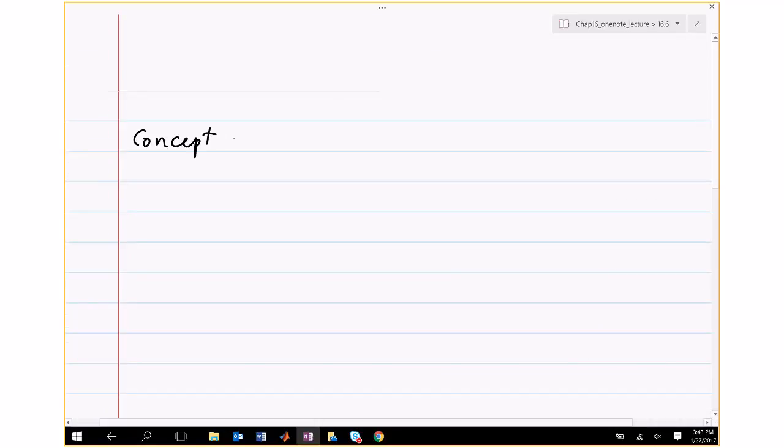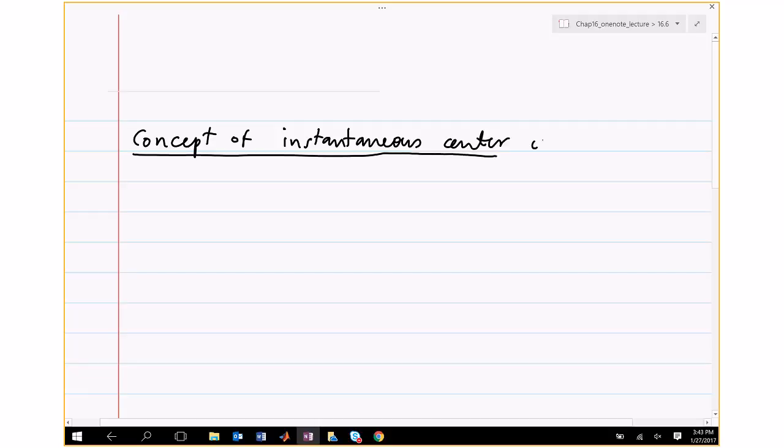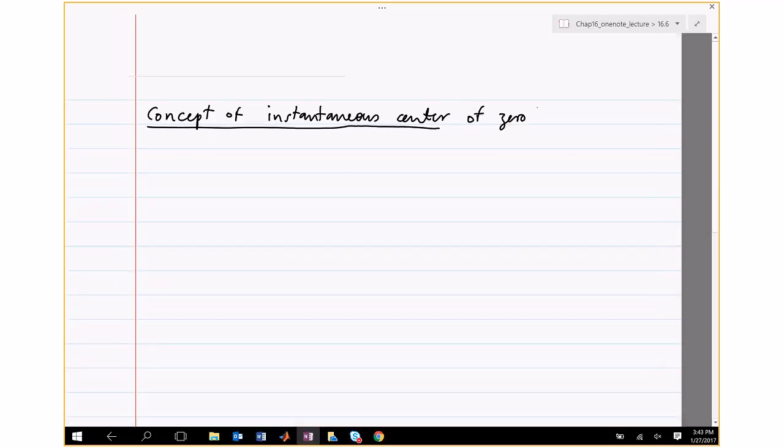Concept of instantaneous center of zero velocity. Okay, so in the previous class we have seen VB is equal to VA plus omega cross RP with respect to A as the equation which describes the motion of point B with respect to A.